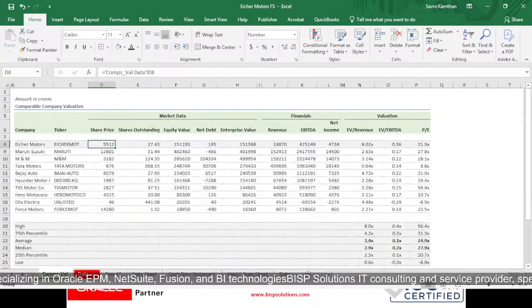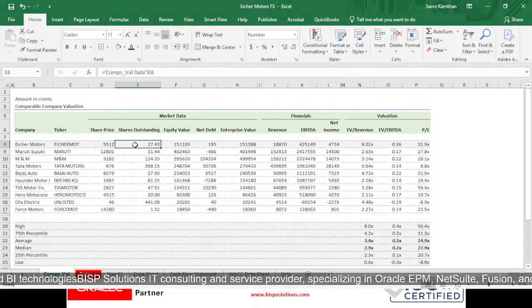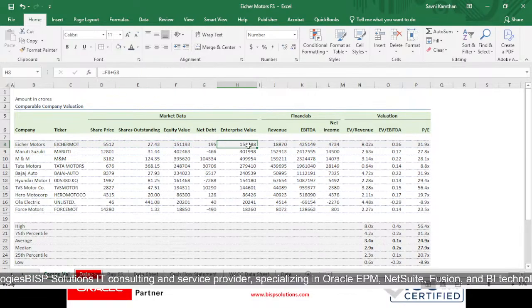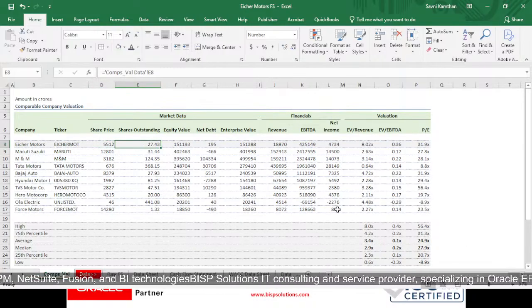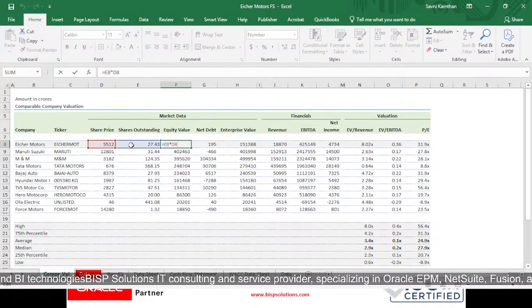Now we'll be linking it with our Eicher Motors, then Maruti Suzuki. Only one time you have to do the calculation and you can just copy paste it till the enterprise value. For Maruti Suzuki, we have already linked it, so we just have to do copy pasting till the end. Then shares outstanding, it is taken from the data sheet only.